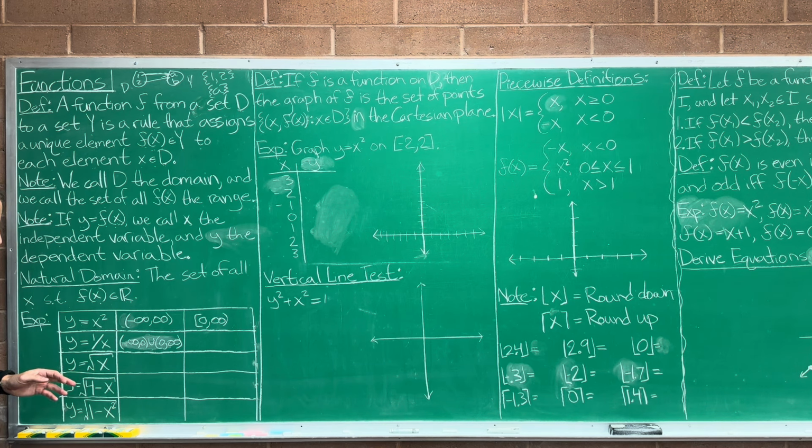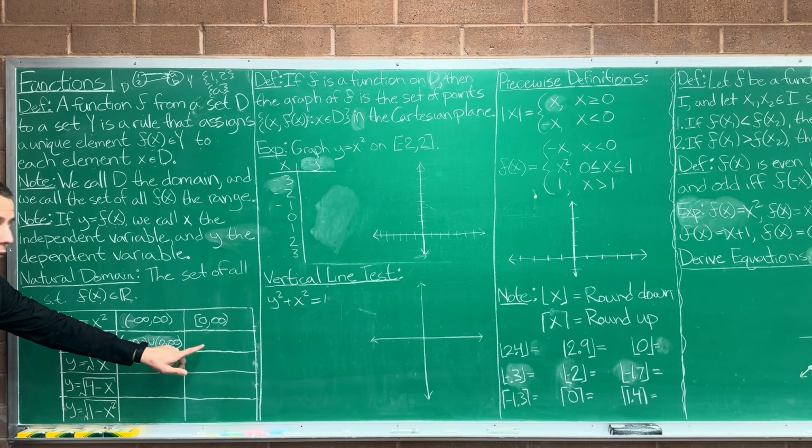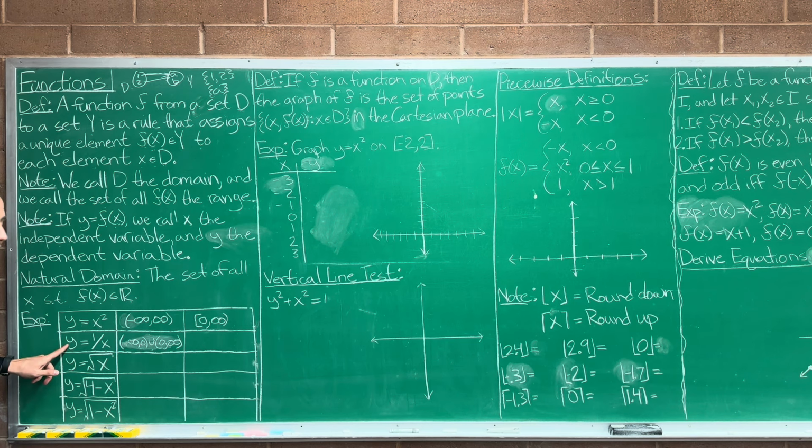Okay, what is the range of this function? What are all the possible y values I can get out of here? Any real number except for 0. Any number except for 0. What can I plug in for x to get 2 to come out?